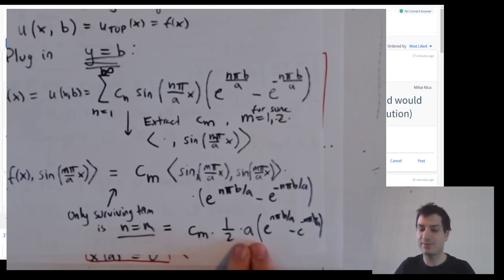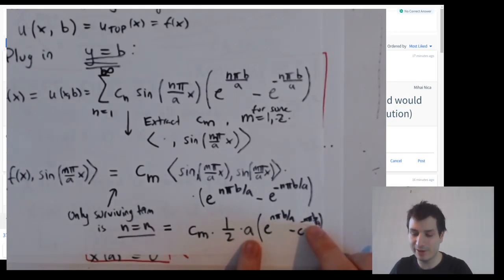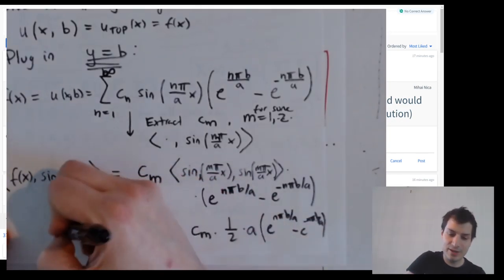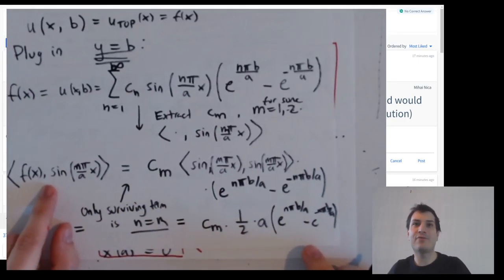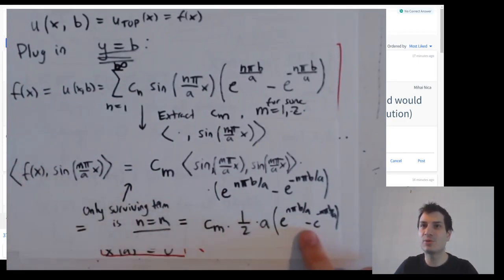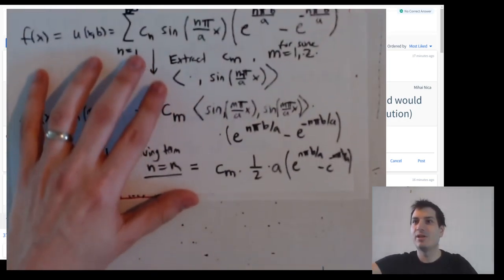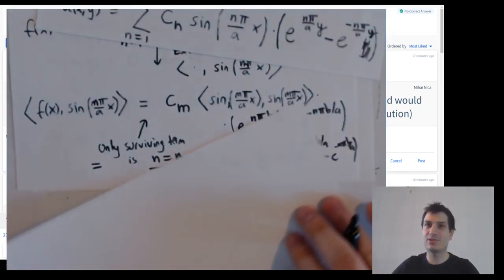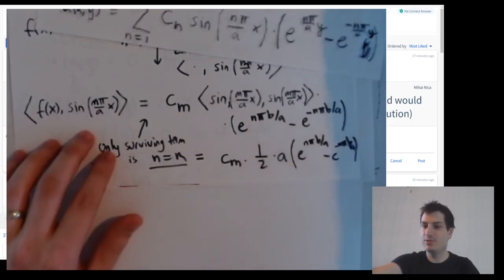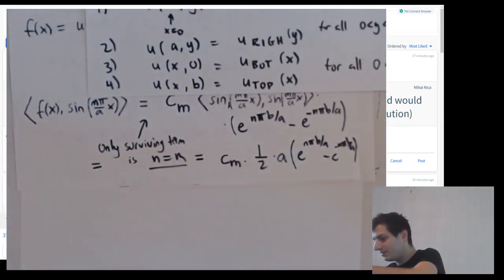Cm times a half times a, e to the n pi b over a minus e to the minus n pi b over a. Some crazy thing. That whole thing is equal to this inner product of f with the sine function. And if you just rearrange this, you get a formula for c. So let's make sure that I got the right answer. I'll just match it with the notes and make sure we got the right thing.